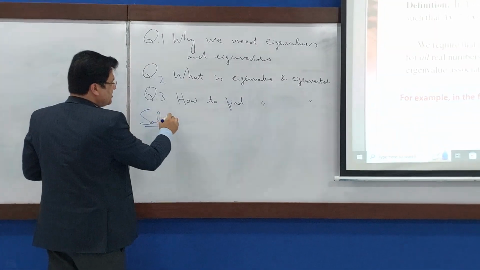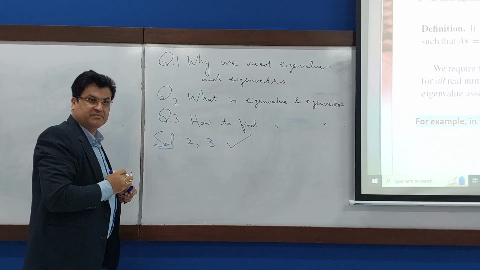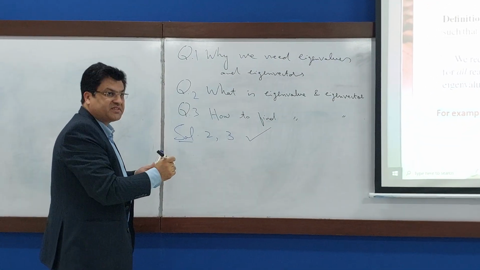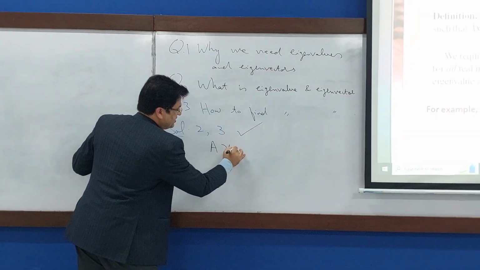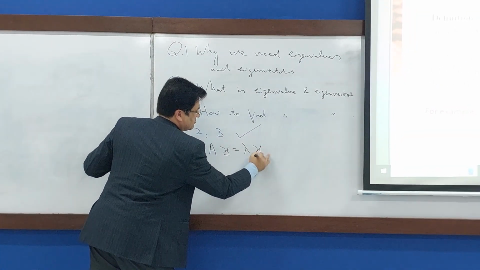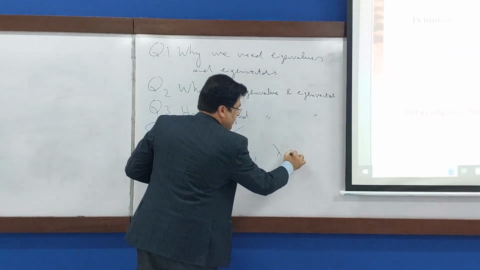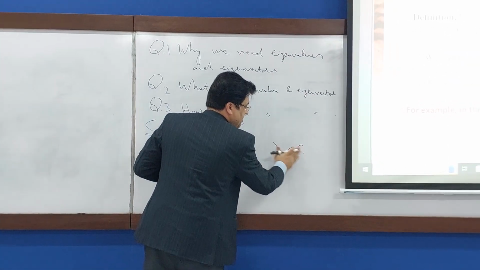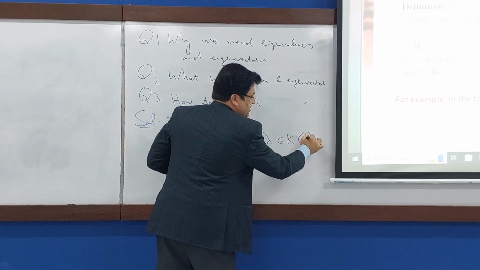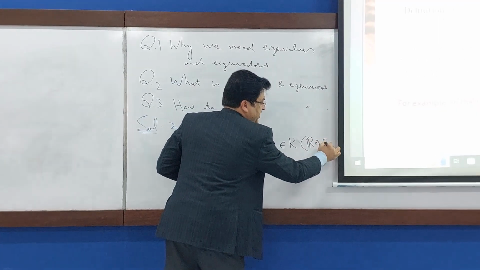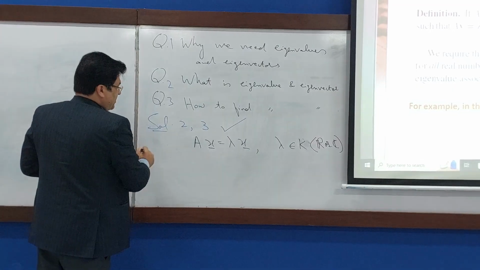Okay. So for the solution of these three questions, we have answered question number 2 and question number 3 in the last lecture. Just to write you what was the eigenvalue. It was the number which satisfies this equation, where this A was a matrix and lambda is any scalar, and this can be a real number or even a complex number as well. Okay, so this was just what is eigenvalue.